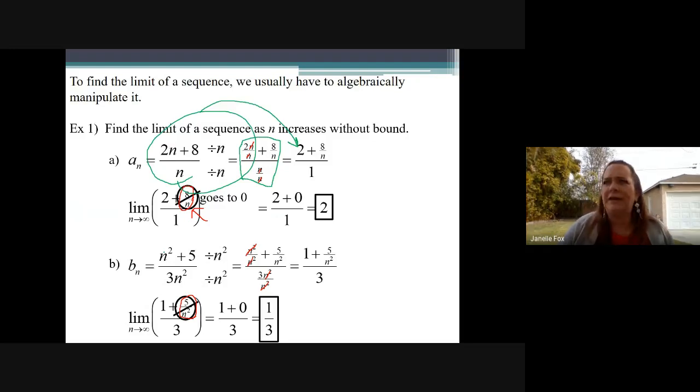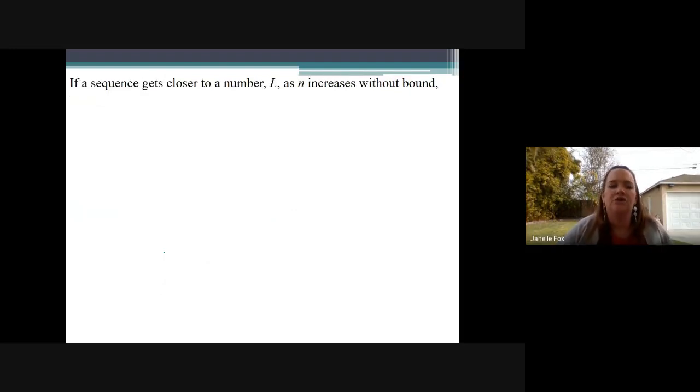So that would be a very cool thing for you to be able to do. Mrs. Fox, I don't feel like I'm ready for that yet. Then don't do it. Just make sure that you're doing the procedures to get the right answer to the question.